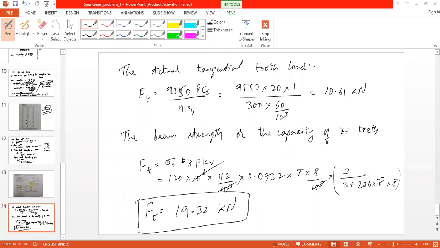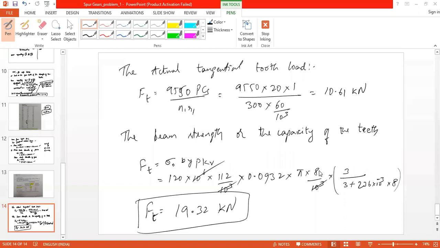I got 18.13 into 10 to the power 3. I got 19.32, sir, kilonewton. See, you should get 19.32. That is the answer I got. Okay, you set the calculator. I got 19.32.